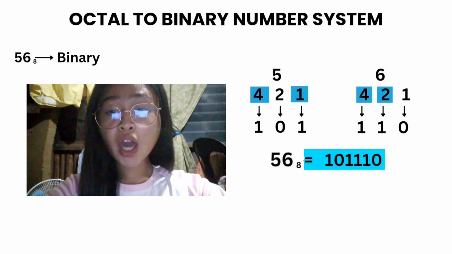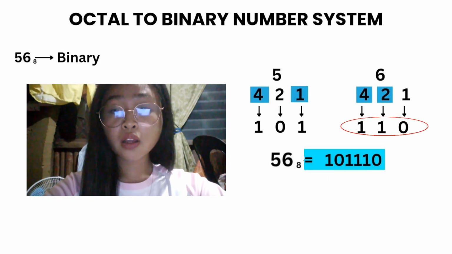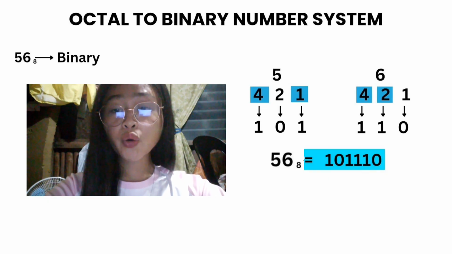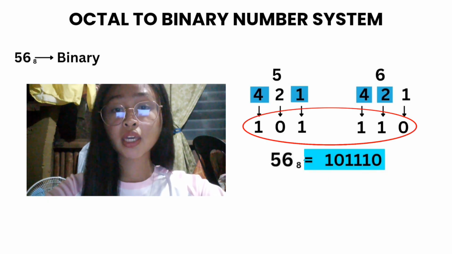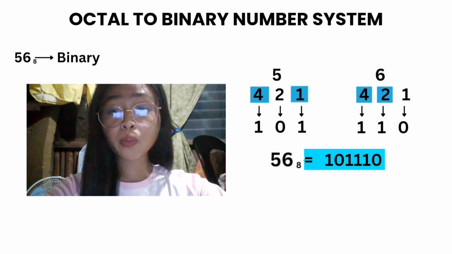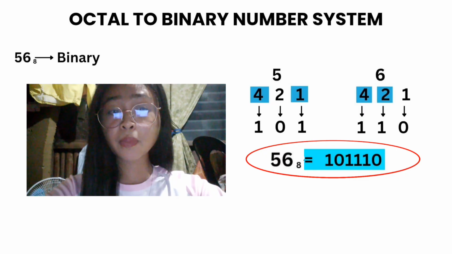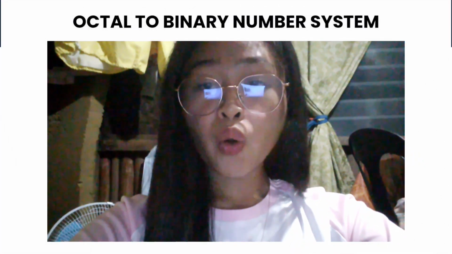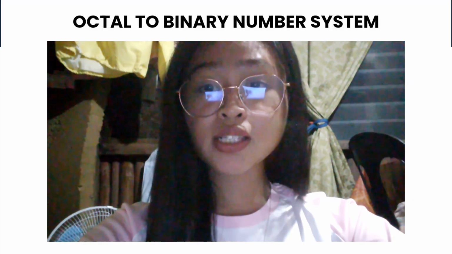Now, we have 101, 110. We're gonna combine these two, making 101110. Therefore, the octal number 56 converted to the binary number system is 101110. In this example number 2, we're just gonna repeat the process.